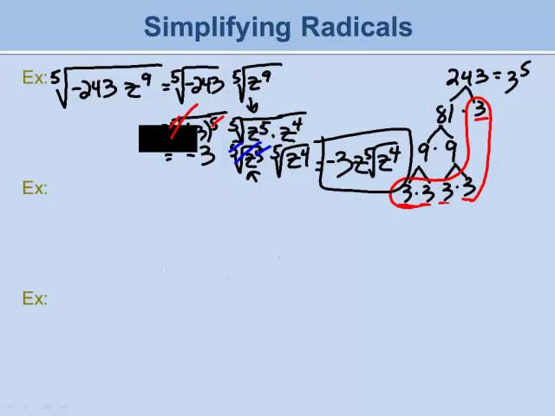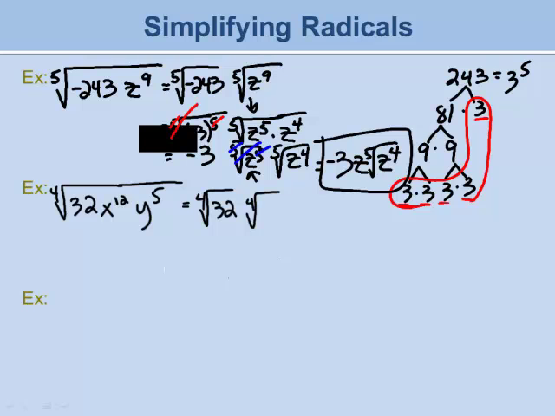Okay, so let's look at this example. We've got the 4th root of 32 x to the 12th y to the 5th. All right, first step always is to split that out. So that is the same as the 4th root of 32 times the 4th root of x to the 12th times the 4th root of y to the 5th.